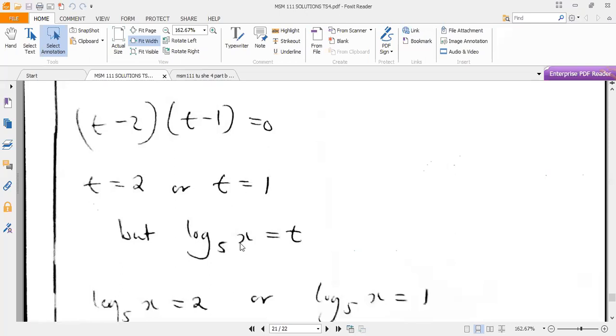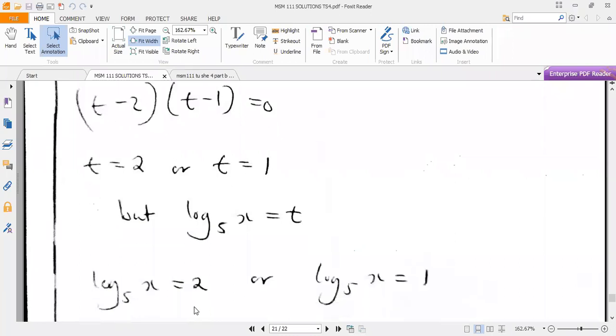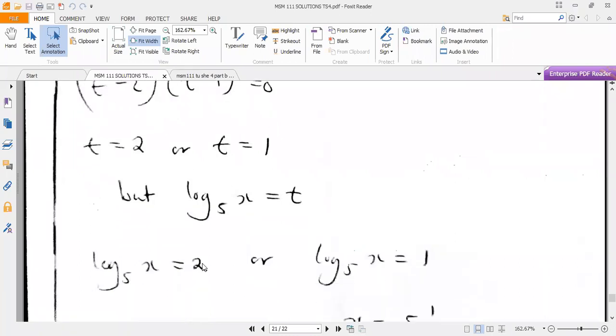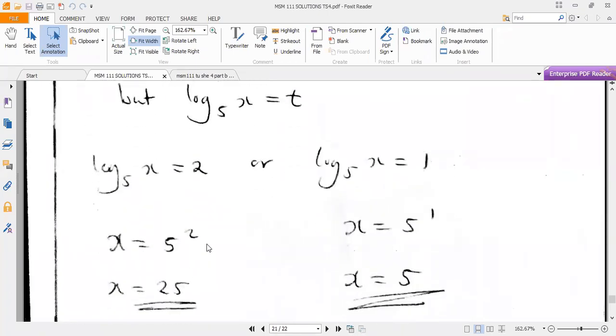But log base 5 of x is equals to what? T, isn't it? So we now solve for x, right? We're not solving for t. So now what is t? T is 2 and or t is equals to 1. So where there's t, we first put a 2, right? So we have log base 5 of x is equals to 2. Now using that logarithm principle, when the 5 goes to the right-hand side, it will be 5 to the power 2. Now, what is 5 to the power 2? It's simply 25. So you know that x is equal to 25.